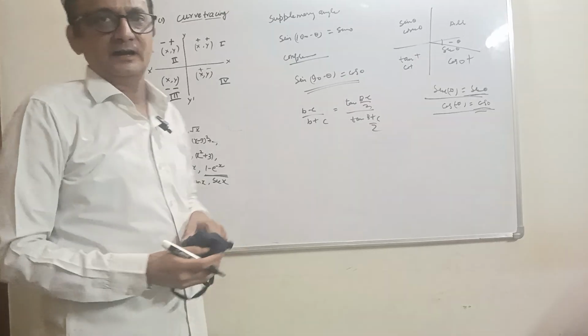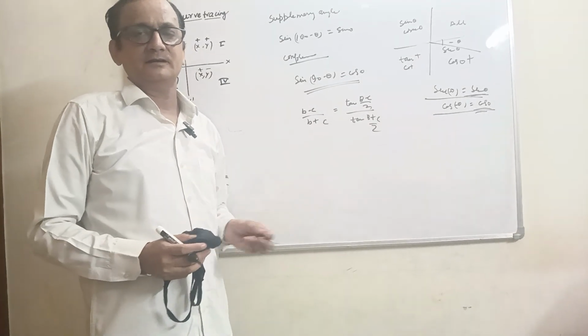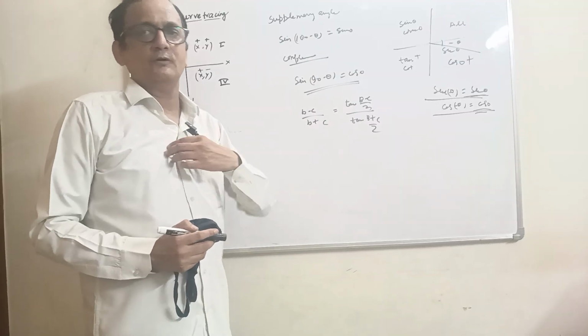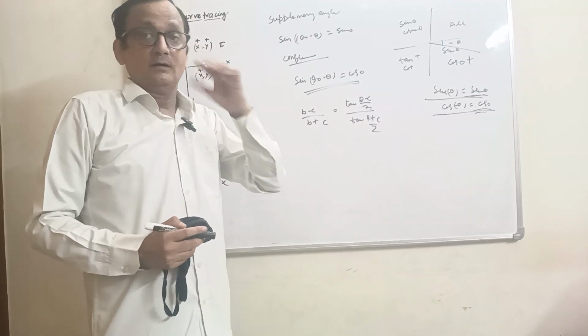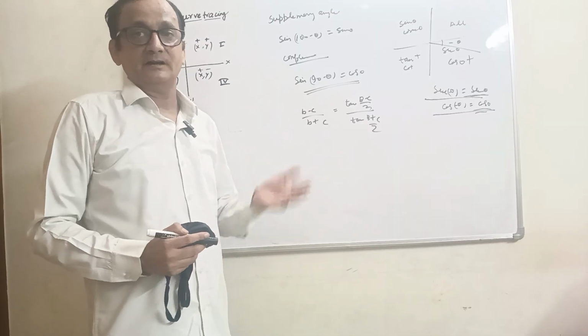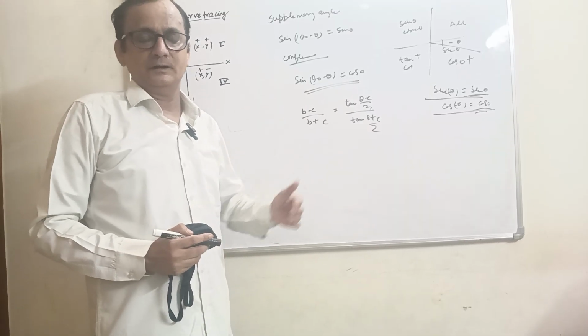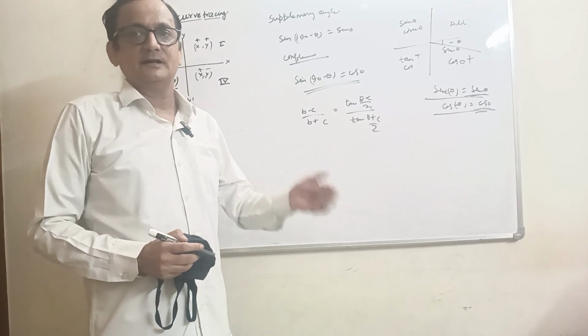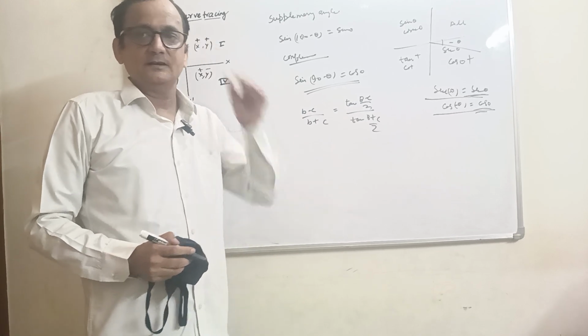tan 2a equals 2 tan a upon 1 minus tan square a. sin 3a equals 3 sin a minus 4 sin cube a. cos 3a equals 4 cos cube a minus 3 cos a. tan 3a equals 3 tan a minus tan cube a upon 1 minus 3 tan square a. So this is the formula.